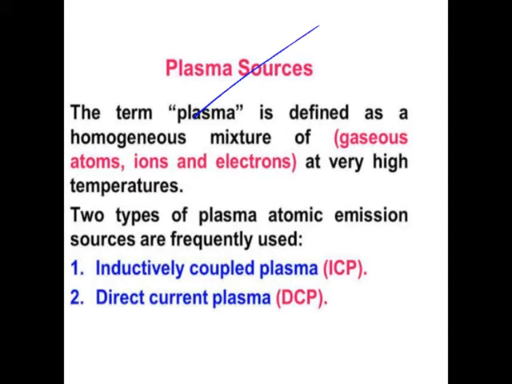So what is plasma? Plasma is the high temperature source and it is made up of ionized source gas. Generally the ionized source gas is the argon. Okay, so plasma source is defined as a high temperature source of ionized gas, or it is defined as a homogeneous mixture of gases, atom ions and electrons at a very high temperature.